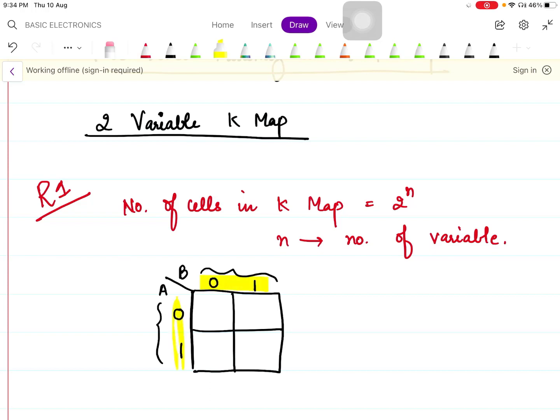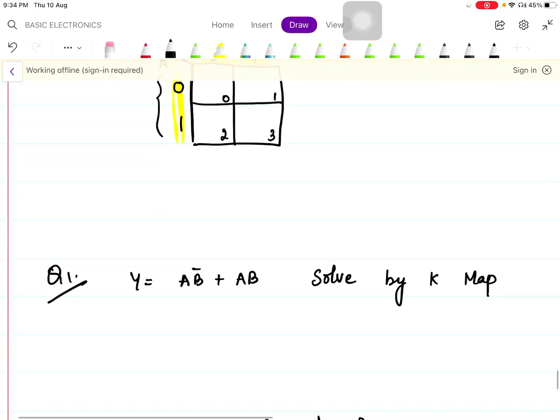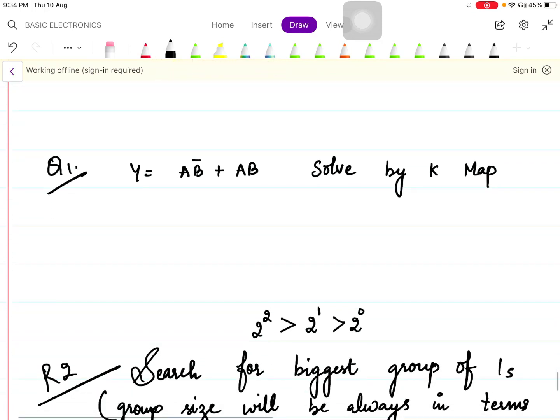And then afterwards, we have to number the cells. So we all can see that there are four cells. We will start the numbering from 0 and it will go up to 3. And also we have to do the numbering horizontally. So this is how we number the cells. This is the basic structure of the K-map that we have to follow for a two-variable K-map. Now let's start solving a question.